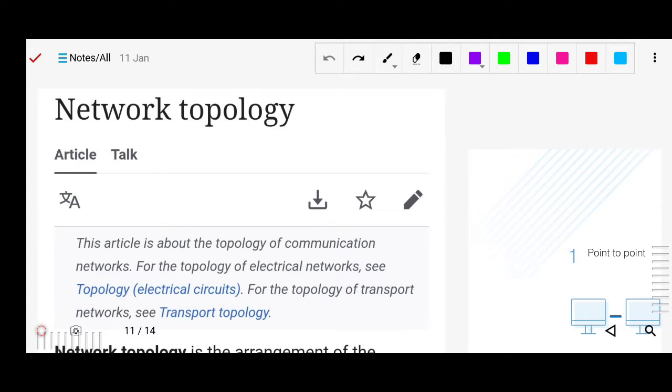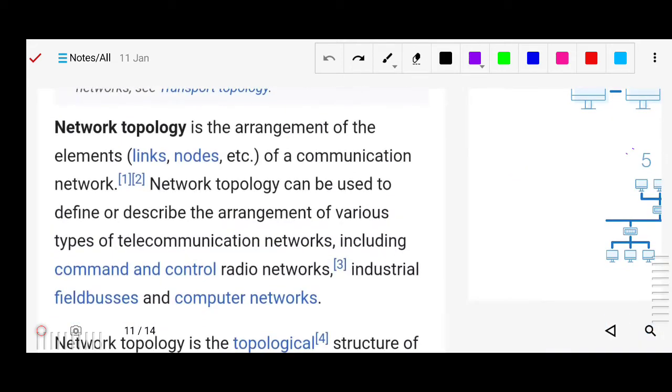So what is it? It is nothing but the structure, you can say. Actually the meaning of topology is the study of geometric properties and spatial relations unaffected by the continuous change of the shape or size of a figure. Network topology is the arrangement of elements of a communication network.